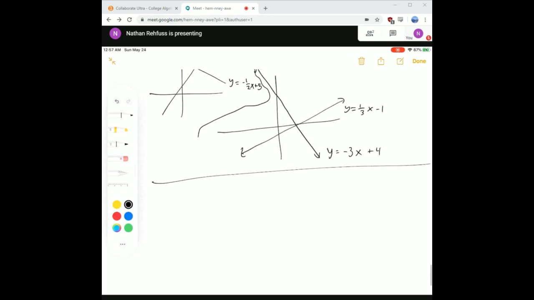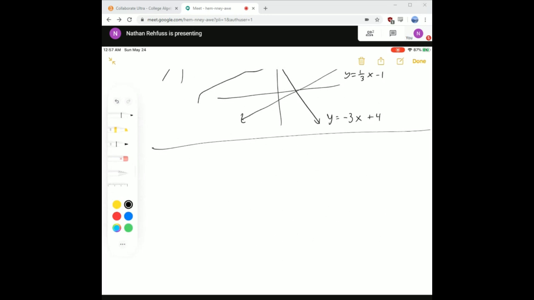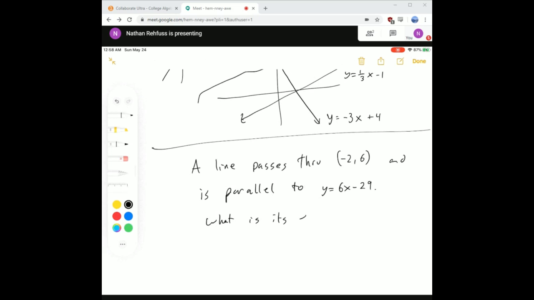All right. Now that we know what they are, we're going to find some. Let's say a line passes through the point -2, 6 and is parallel to this line, y equals 6x minus 29. What is its equation?